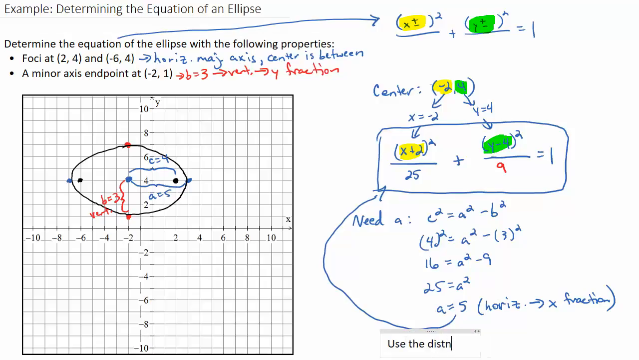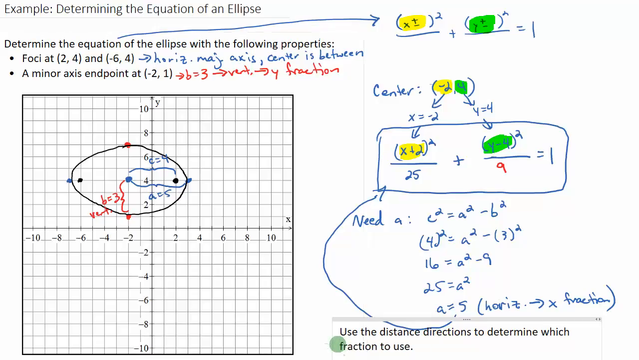Use the distance directions to determine which fraction to use. That's the mistake I see most often as an instructor. Too many students make assumptions here, but the direction of the measurement tells you which fraction those numbers go in. And of course, if you've seen some of my other videos, you know that you don't always get nice whole numbers here. a could have ended up being the square root of 7, and when you square the square root of 7, this denominator could have been just the number 7. They don't always have to be perfect squares, but they can be. I hope this example is helpful in getting you more familiar with the equation of an ellipse.